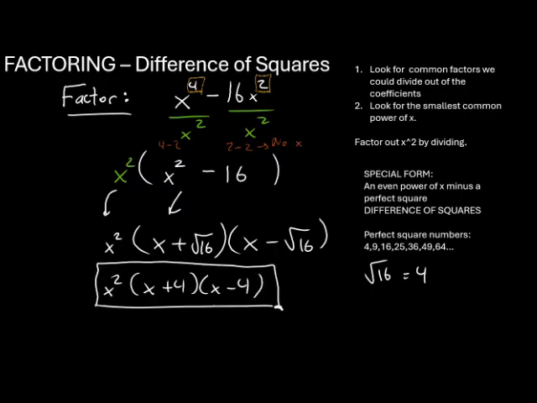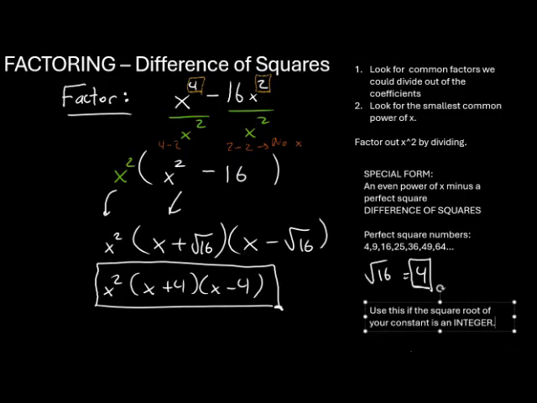Anytime you have a square root that condenses down to an integer number, like 4, you can use this formula. However, if your number is not a perfect square and you try to use this, you can get some really nasty decimal numbers, so don't try to use it in those cases. Use it only on perfect squares.